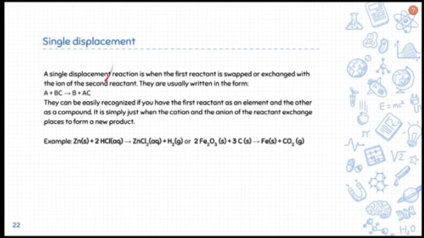Single displacement. A single displacement reaction is when the first reactant is swapped or exchanged with the ion of the second reactant. They're usually written in the form A plus BC yields B plus AC. So here, an example of this is Fe2O3 plus 3C yields Fe plus CO2. So you can think of Fe2O3 as the BC and the C as the A. So here the iron would be the B and the CO2 will be the AC. Just always remember this form.